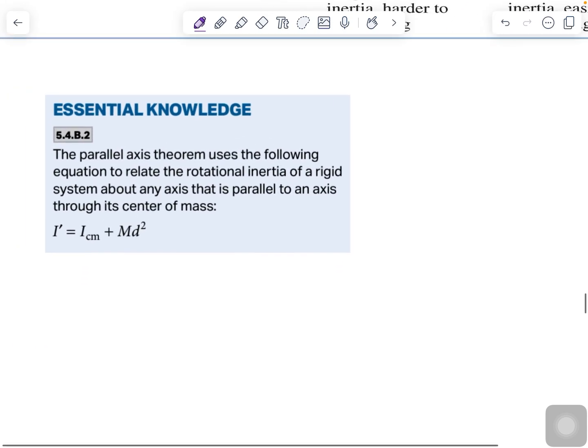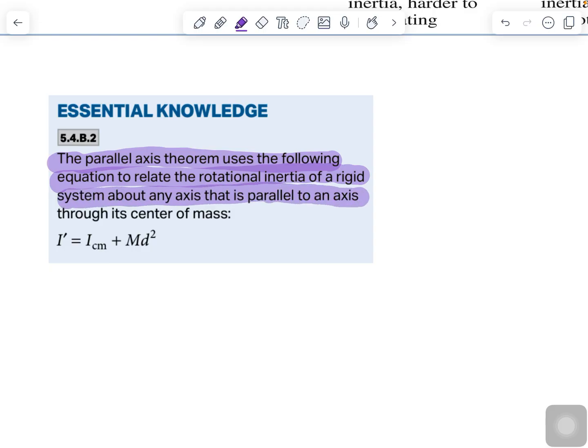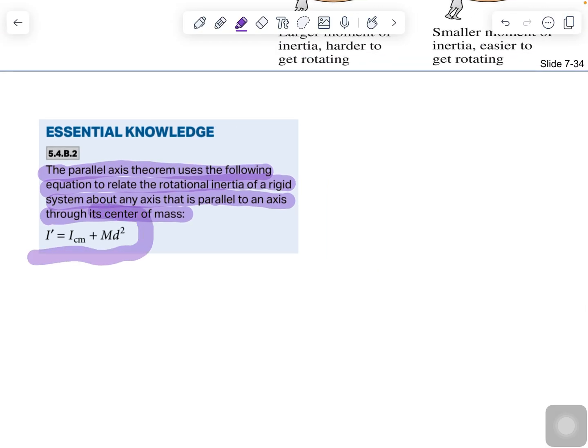All right. And then there's another thing here called the parallel axis theorem. This is another new thing that they're teaching this year. The parallel axis theorem uses the following equation to relate the rotational inertia of a rigid system about any axis that is parallel to an axis through the center of mass. And then they have this equation here. We have not used this equation in the past, so it's new to everyone. And I is just the rotational inertia at that center of mass place.